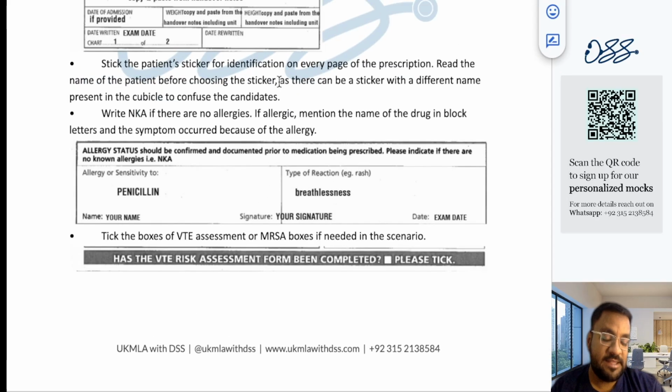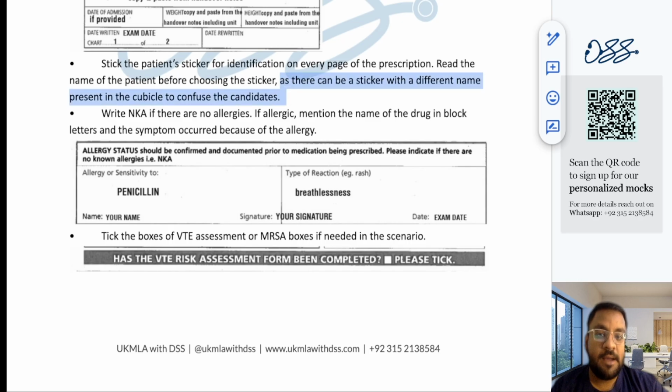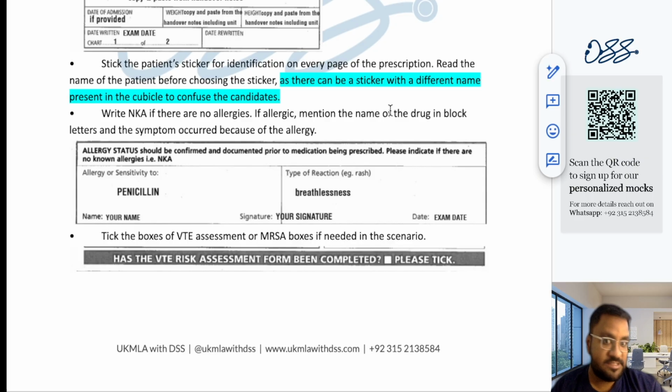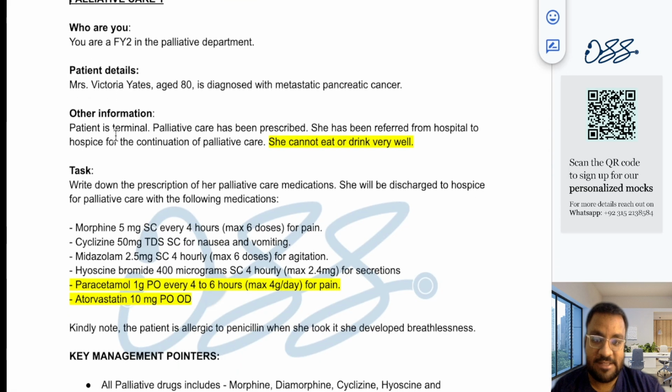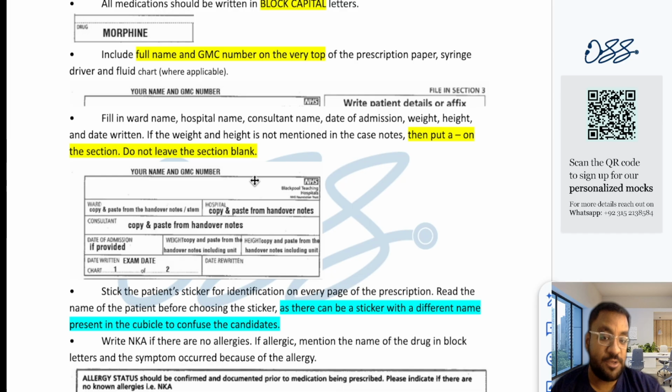But there is a trick and there is a catch over here. In order to confuse you and make things difficult for you, the GMC may add more stickers with different names as well. Because you're under exam stress and very anxious, you may just pick up another sticker of a different name and paste it. Make sure that you are reading the case notes properly. For example, in this case the patient is Mrs. Victoria Yates, aged 80. So make sure that you pick up the sticker of Mrs. Victoria Yates only.